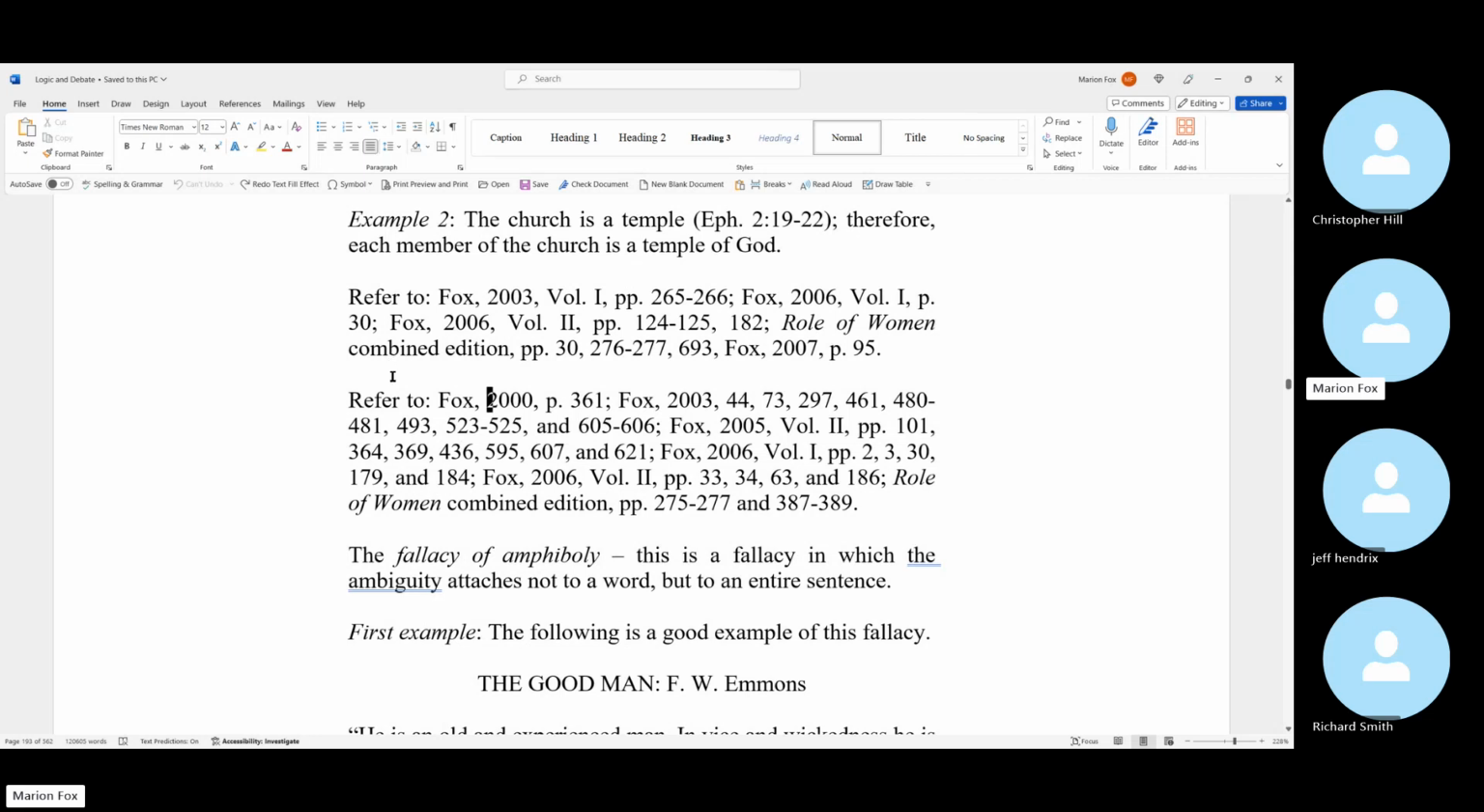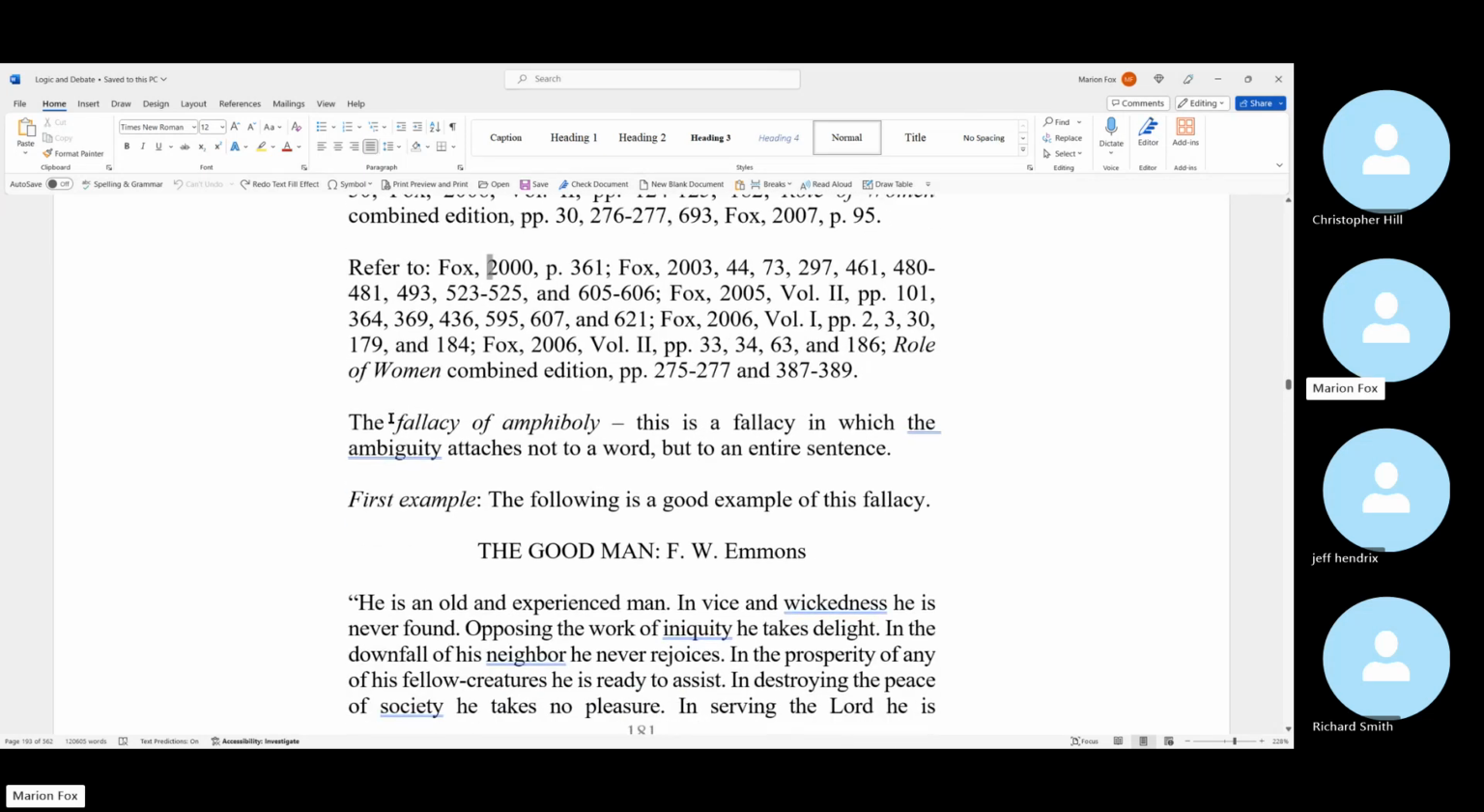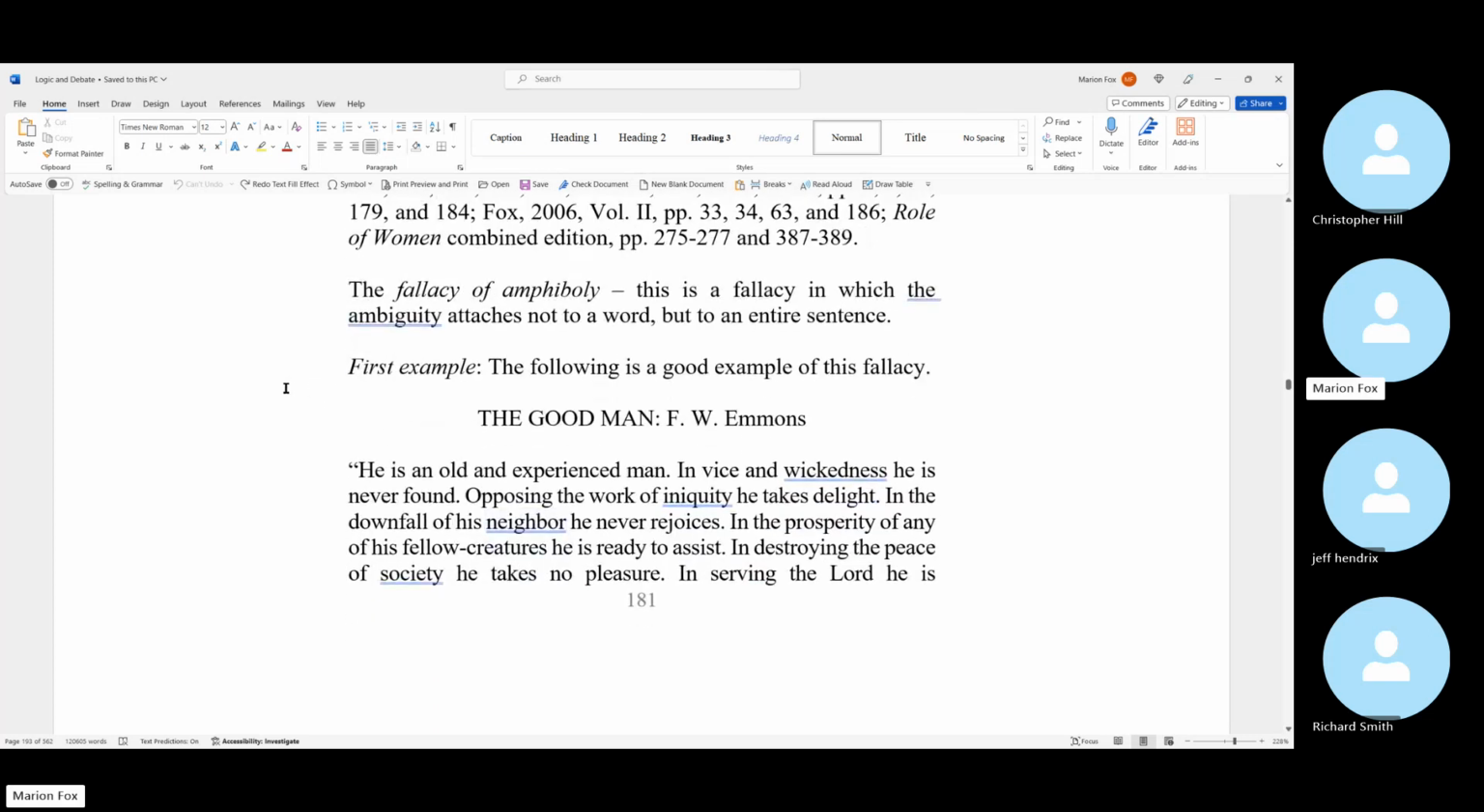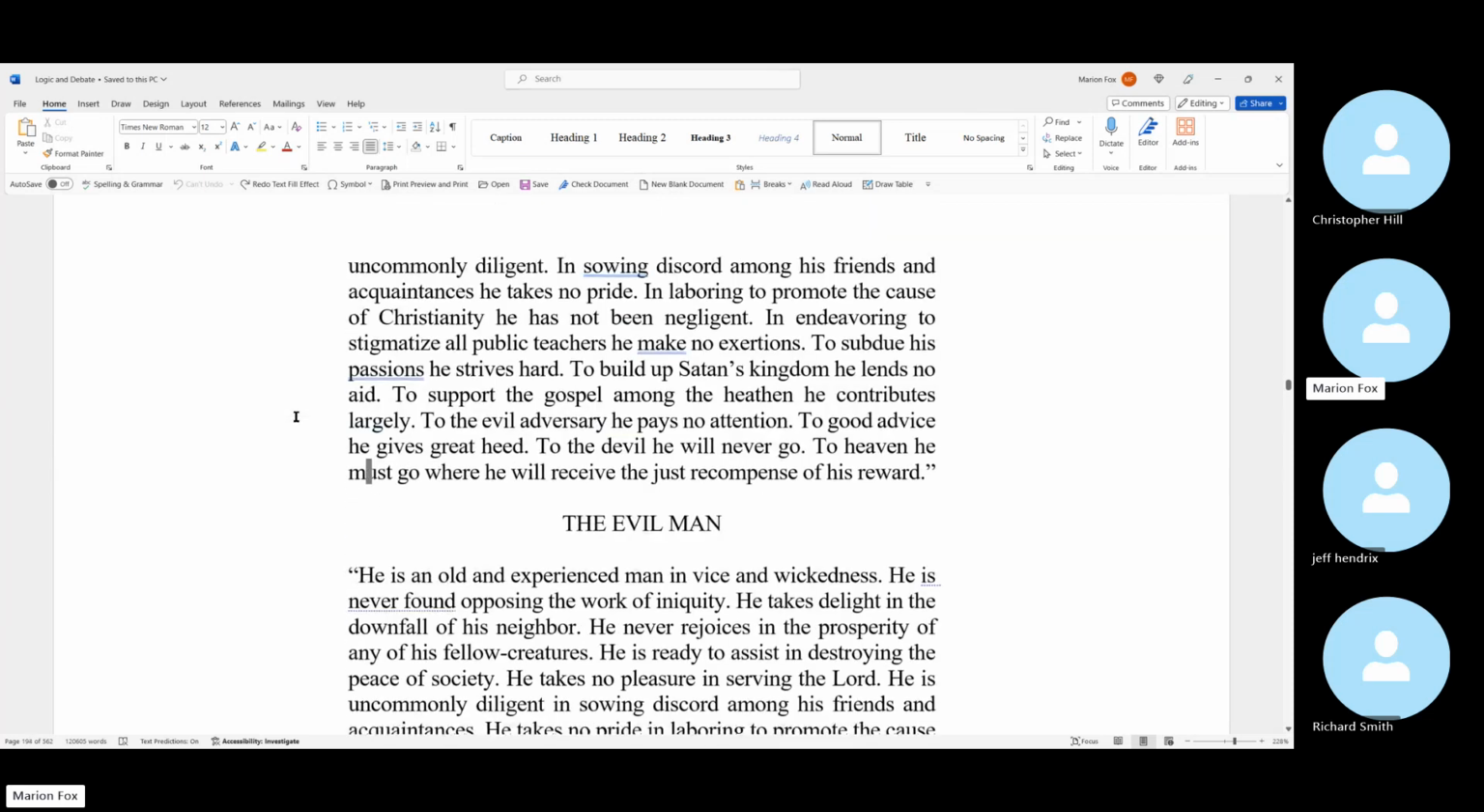The fallacy of amphiboly. This is an interesting fallacy. It's an ambiguity attaches not to a word, but to the entire sentence. Here's a real good example of it. And right here we have this. I won't read it all. You can read it yourself. It's almost amusing. All you do is change the punctuation and you'll change the meaning of the sentence.